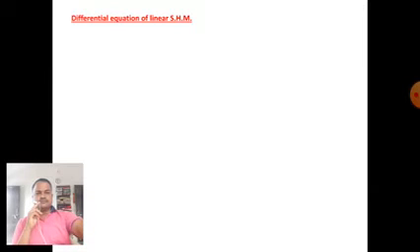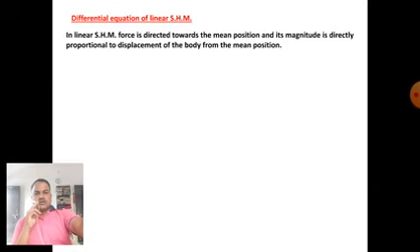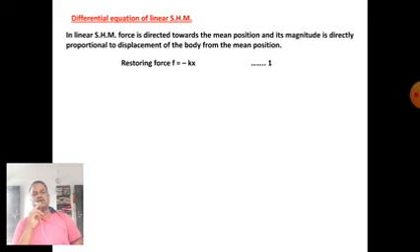We know that the restoring force is nothing but minus kx. In linear SHM, force is directed towards the mean position and its magnitude is directly proportional to the displacement of the body from the mean position. We already saw this in the previous article. So therefore restoring force is equal to minus kx. Suppose this is equation first.